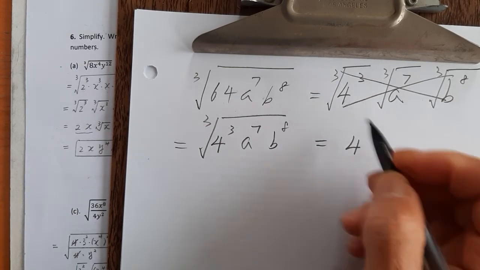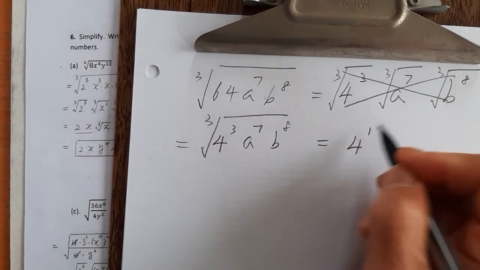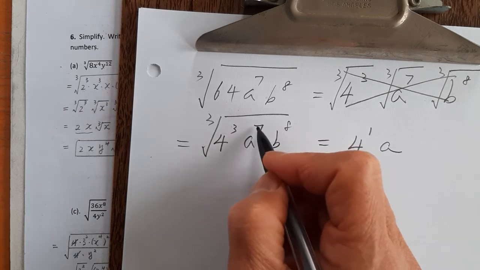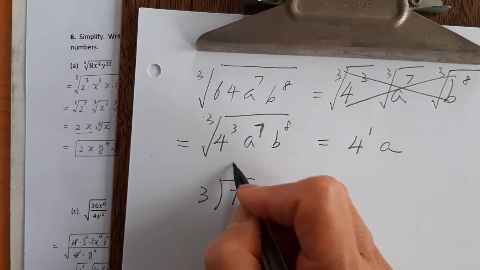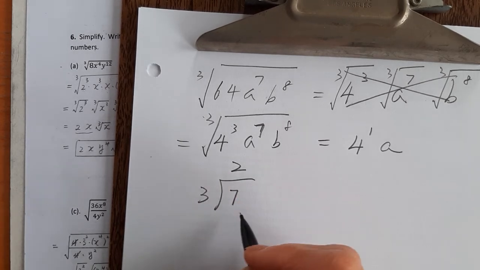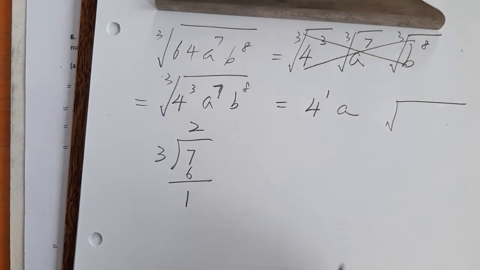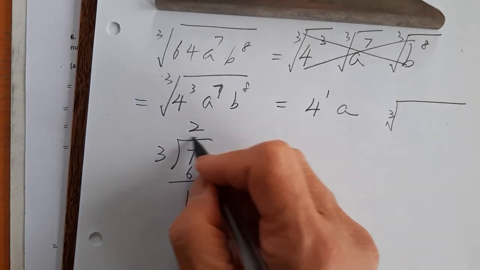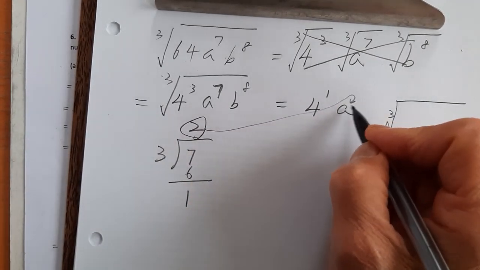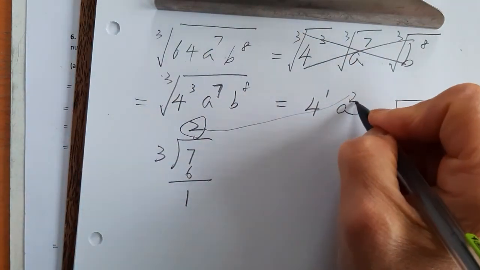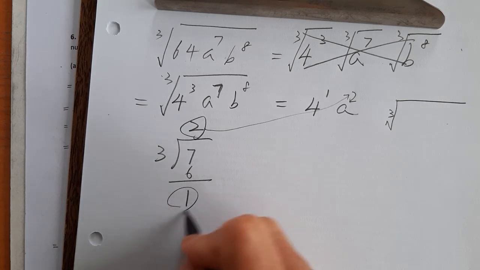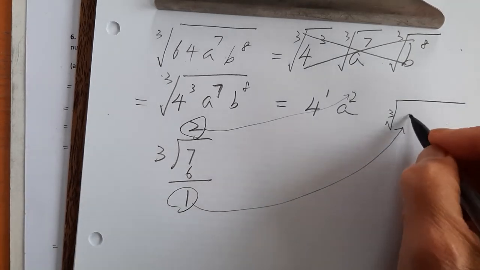So you do 4, 3 over 3. It's 1. A, 7 over 3. 7 divided by 3, quotient is 2. 3 times 2 is 6. Remainder is 1. Cubic root, so put this 2 outside the radical. Get a squared. And this 1 inside the radical. A to the power 1.